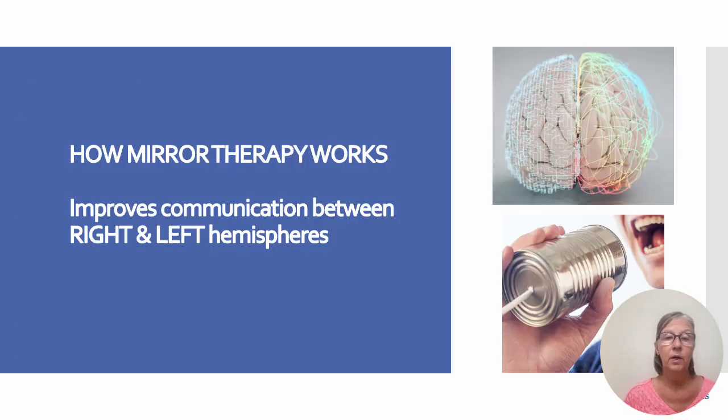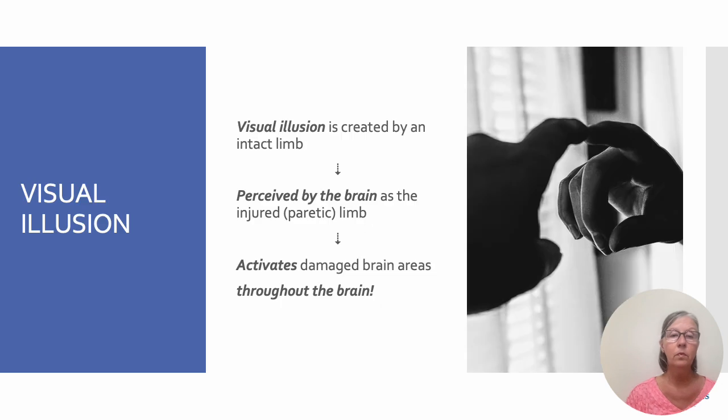Essentially, mirror therapy helps improve communication between the 2 hemispheres of the brain, the right and the left hemispheres. We use a visual illusion, which is created by movement of an intact limb in front of a mirror that the brain perceives as the injured or paretic limb. This activates damaged brain areas throughout the brain.